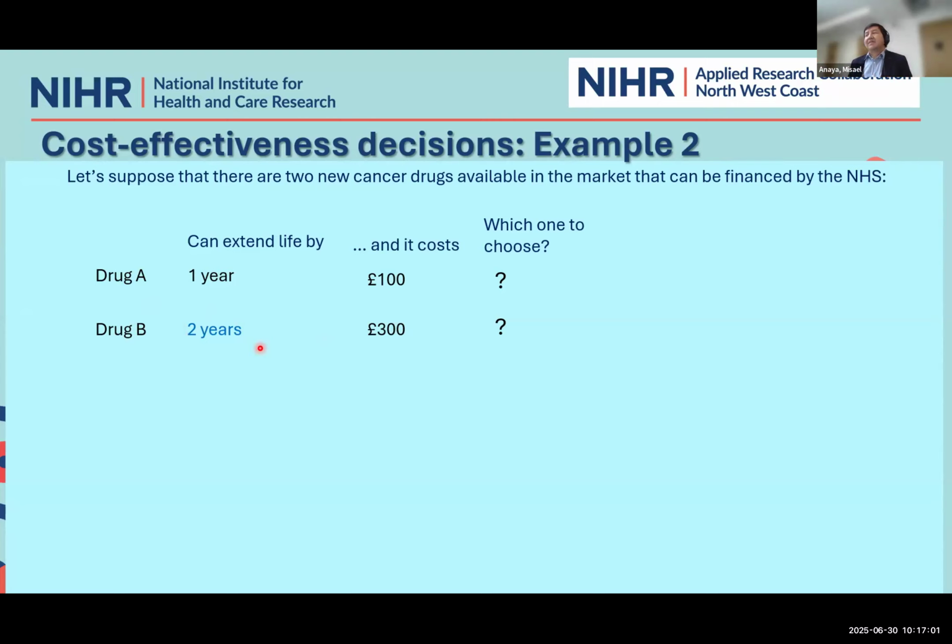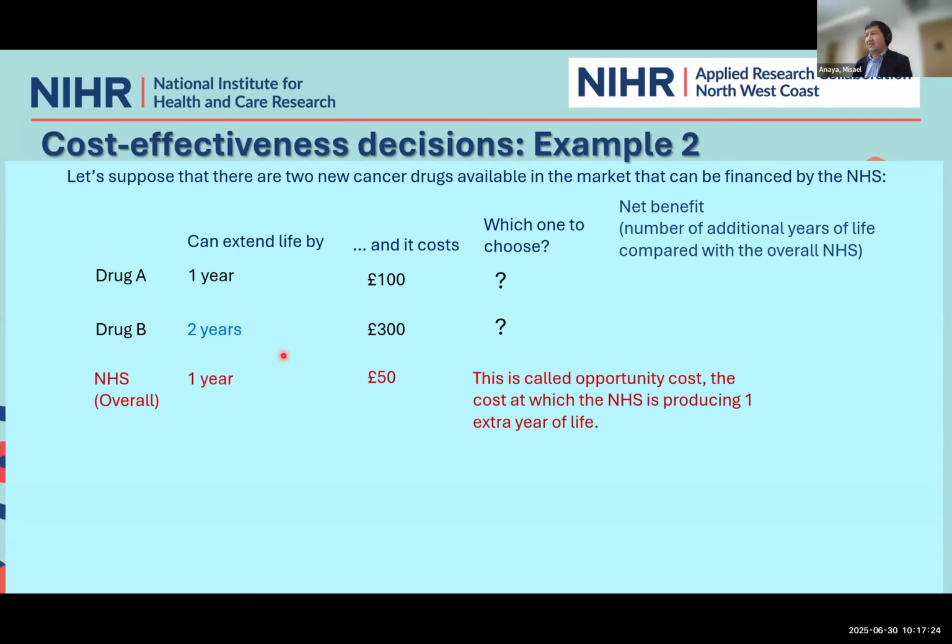Here, it's not straightforward which one to choose. So we need a concept which is called net benefit. The net benefit is the number of additional years of life compared with the overall NHS. We need a reference point. This is called an opportunity cost. So again, we need an overall comparator.